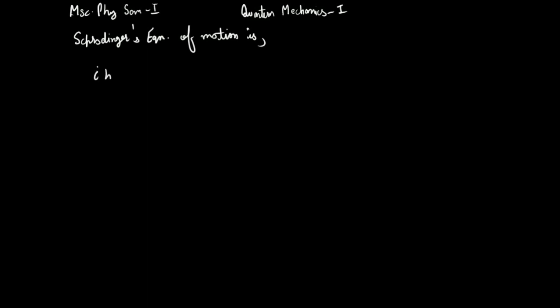iota h cross curly by curly t of psi equal to minus h cross square upon 2m curly square by curly x square plus v into psi. This is the Schrodinger equation. Now psi is a wave function describing the quantum particle.